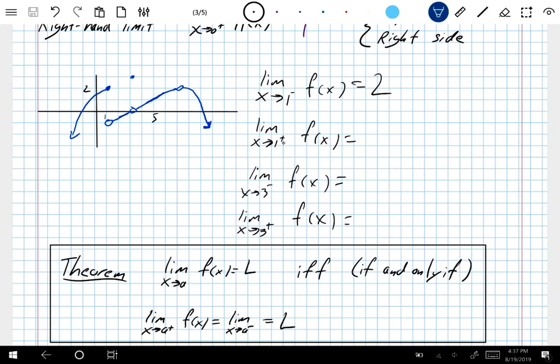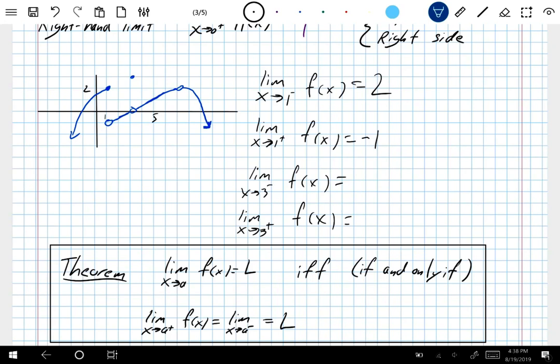So let's do this right-handed limit. As I approach 1 from the right, looks like that y value is going to -1, because I just care about this area over here. I get to ignore that whole left-handed thing.